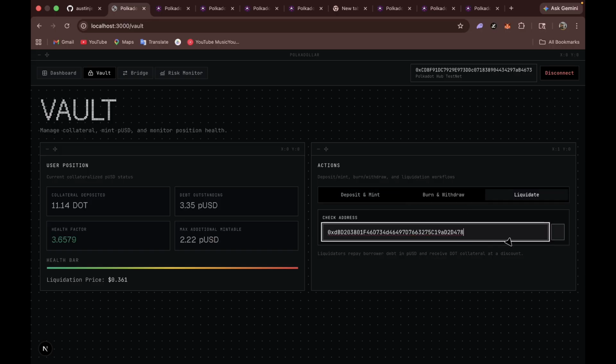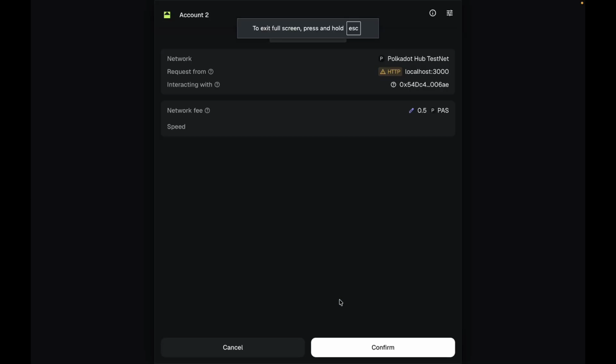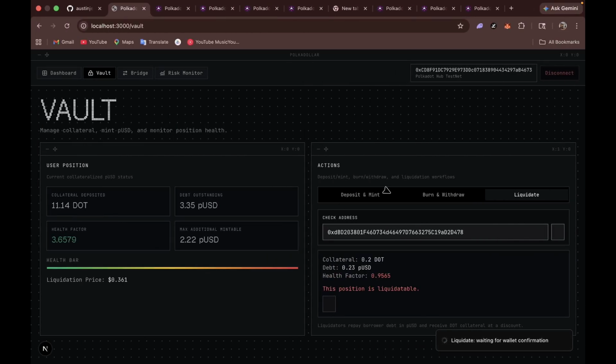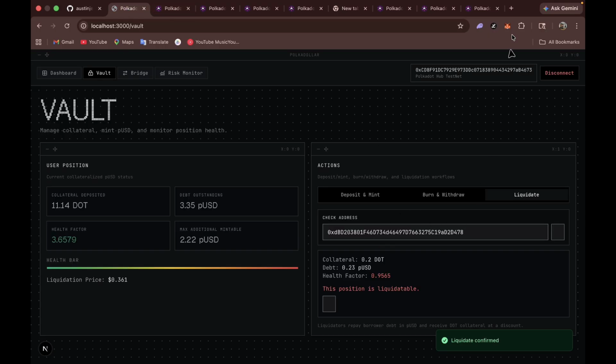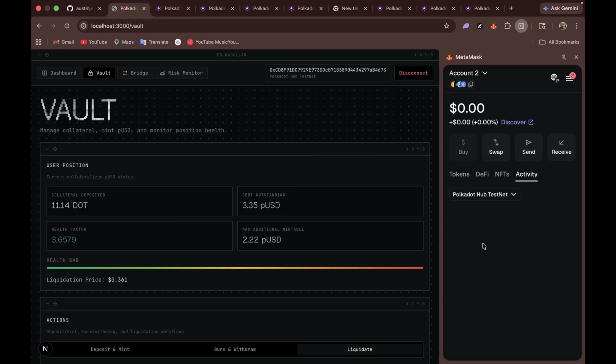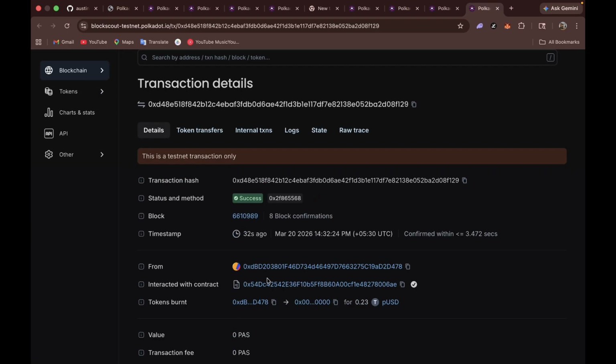So I hit this button, and as you can see, this position is liquidatable because the health factor is 0.9, which is lower than 1.0, and I have to hit the liquidate button and wait for some time. And yeah, my main account paid off the 0.23 PUSD debt and received the 0.220 DOT collateral plus a 5% bonus, and now the position is closed, and the Rust engine detected the volatility and the ratio increased.